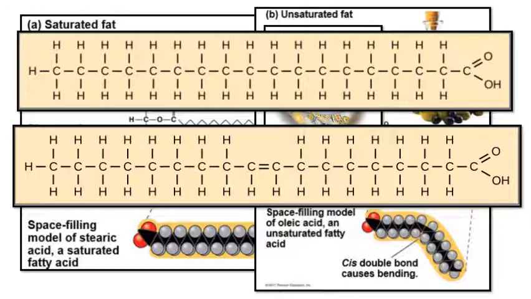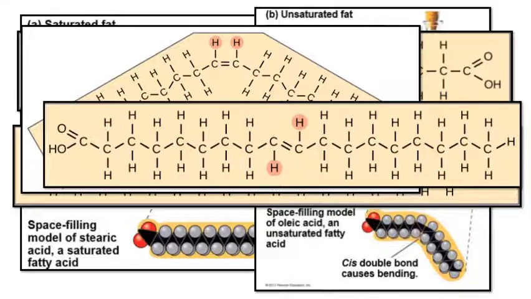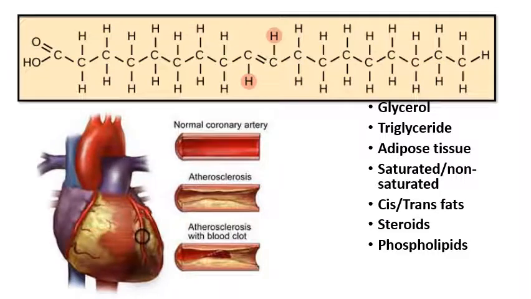Okay, so here's an unsaturated fatty acid with a cis double bond that puts a bend into the hydrocarbon chain. Here's a trans double bond, which is bad for you. For reasons we don't quite understand, the human body cannot handle trans unsaturated fats, and so they end up clogging up the arteries and causing arteriosclerosis and heart disease.